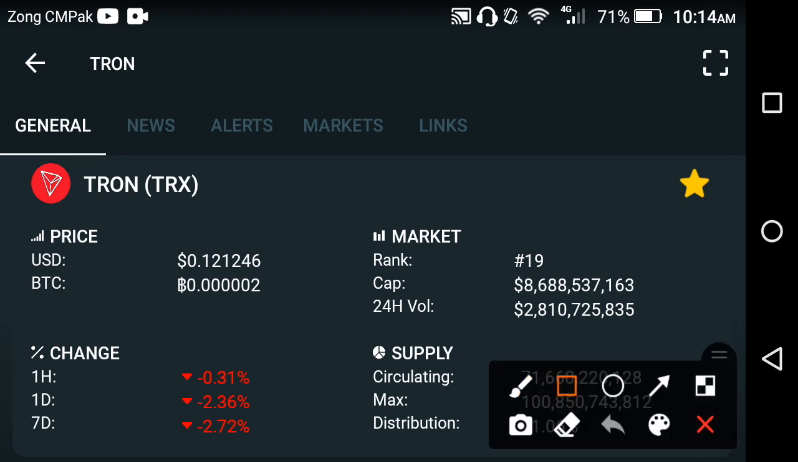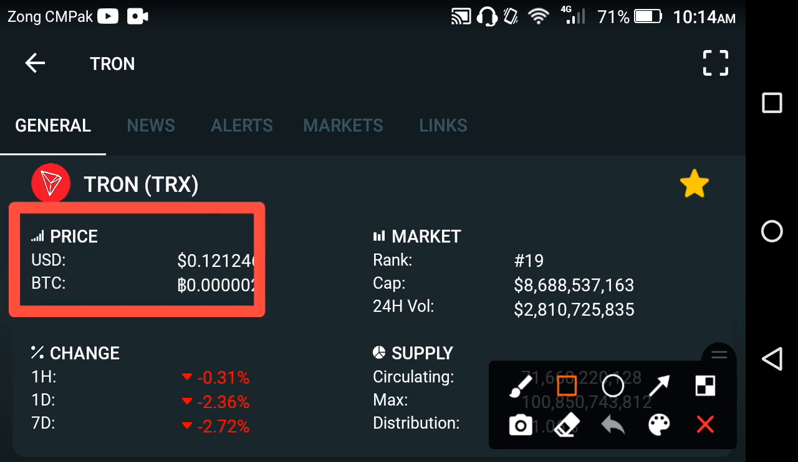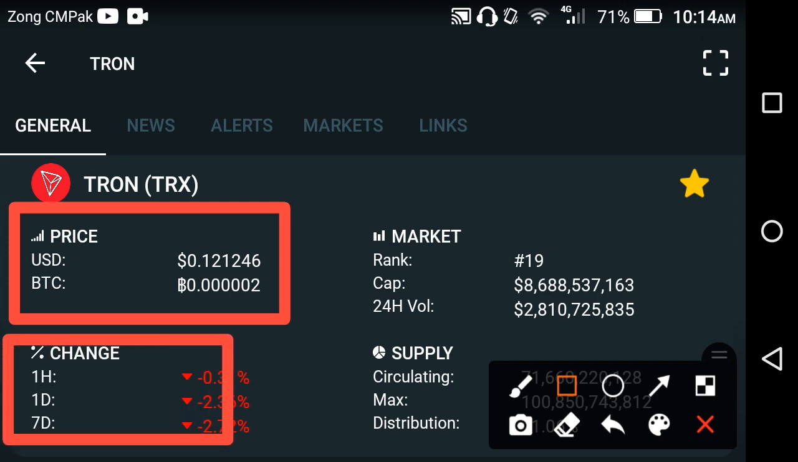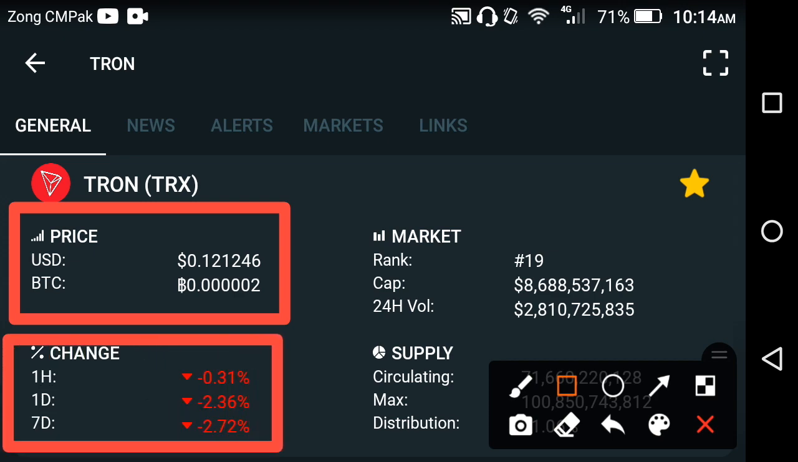First of all, we talk about the current price of TRX. As you can see, the current price is about 0.121246 USD dollar is the current price of TRX coin. If we talk about the price change occur in TRX coin, so the last 1 hour change is negative, last 1 day change is negative, last 1 week change is negative friends.